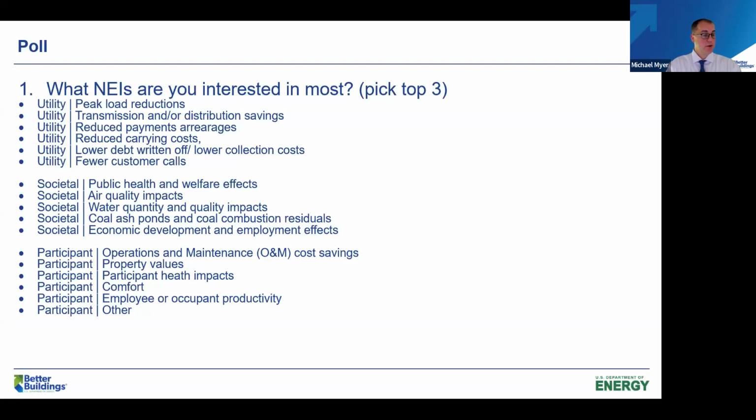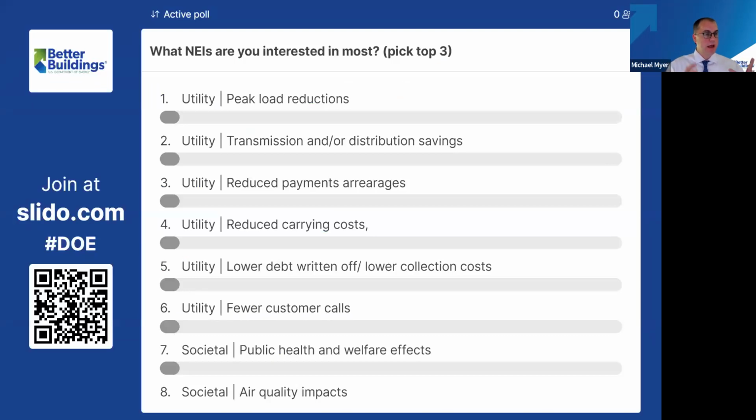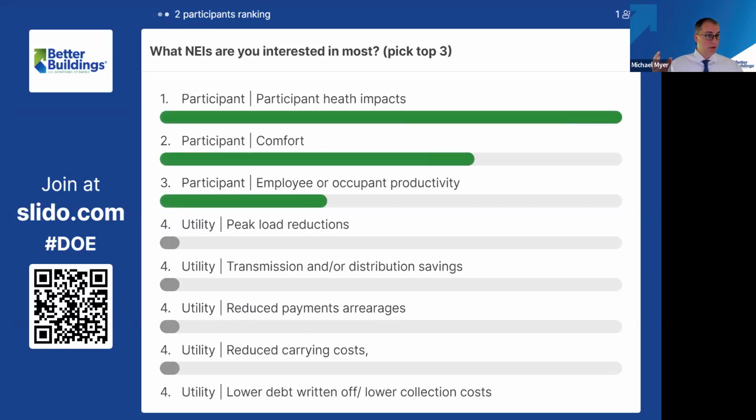Which should be bringing us to our first Slido poll. So this is a whole list of questions that we're asking you. I just quickly touched base on what are the main categories of NEIs. We're just trying to gauge your interest. What are you here for? Are you here for maybe utility NEI, and then within the utility ranking, which ones are you interested in? Are you here maybe for the greater societal?